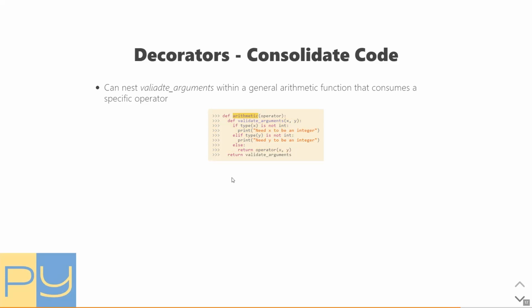Okay? And what this arithmetic function is going to do is take in some arithmetic operator, whether it's add, subtract, multiply, divide, whatever you want to do. And with arithmetic, all we're going to do is return validate arguments. That's really the only thing that goes on within this arithmetic function. It defines some function and then it returns something.